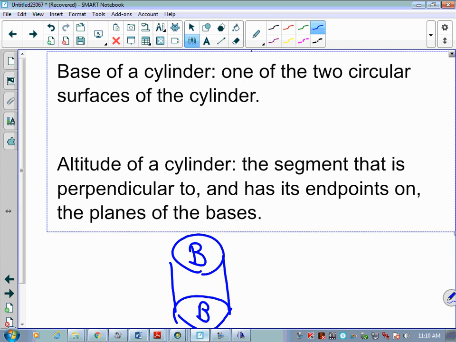The altitude of a cylinder is the segment that is perpendicular to and has its endpoints on the planes of the bases. So that is my altitude. And that is my altitude even if it's on its side. That is still my altitude. It's still my height, even if it's laying down.